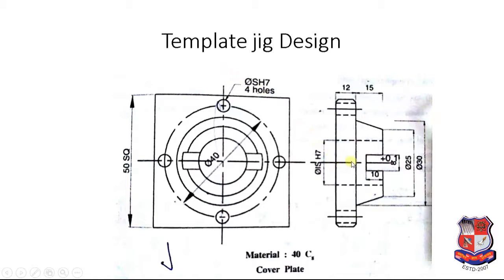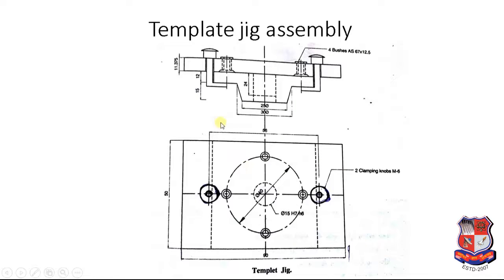Template jig is basically used where the shape of component is of flange type and there is a throughout hole in the component. So assembly of component and jig will be like this. So this is a component and this is a template plate. Here in this template plate, a boss is centrally inserted in this hole in the component.